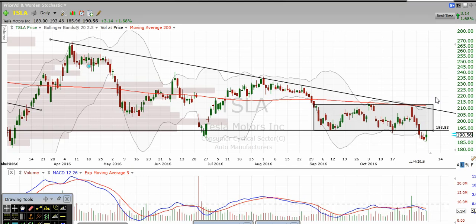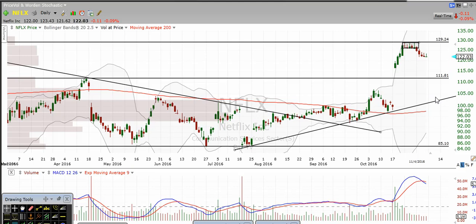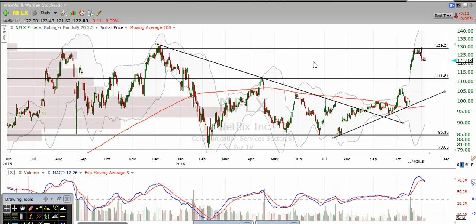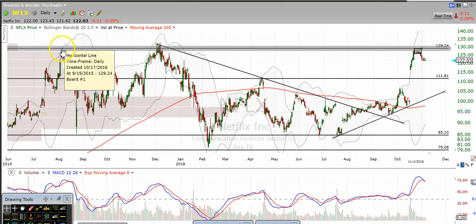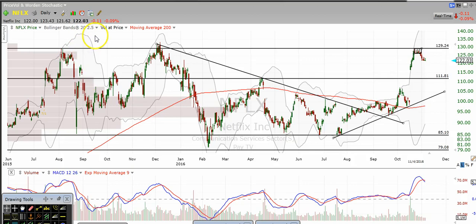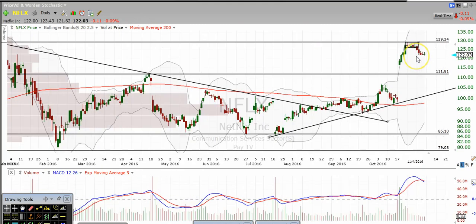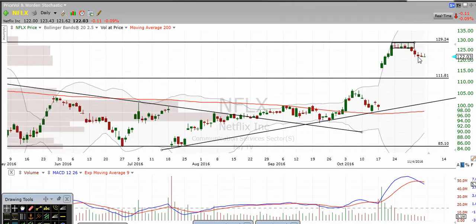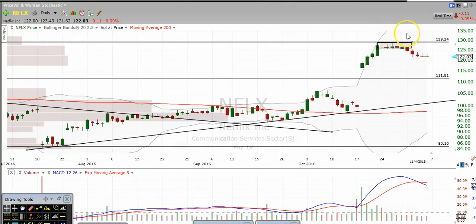The next one we're going to take a look at is Netflix. If you've been following along, I've been mentioning this level up here, about 129, 129.25, and you can see it was the previous highs right here, and then lo and behold, that's exactly where we rejected this time. I liked it for a short since it hit that level.